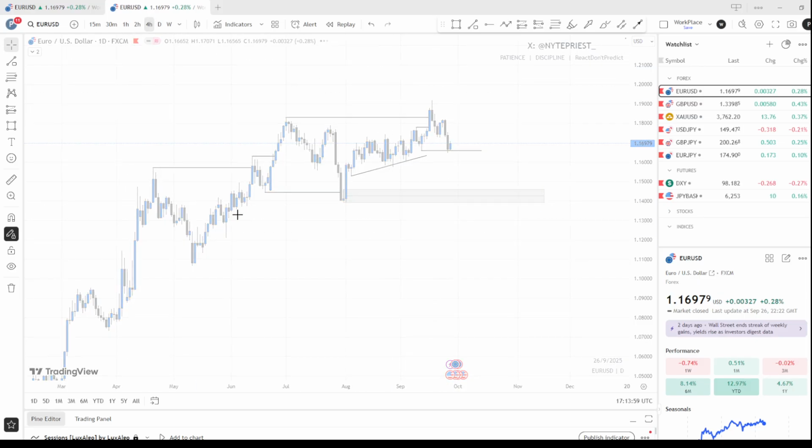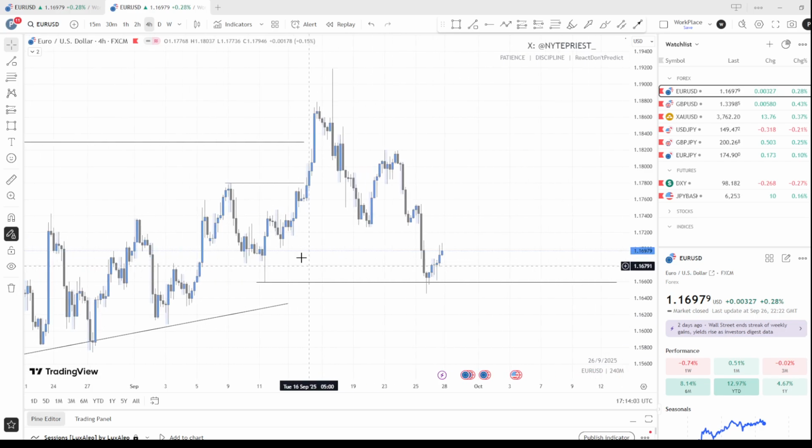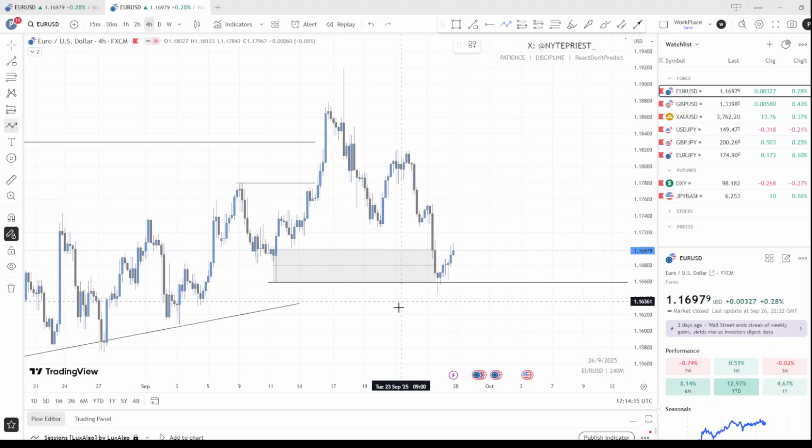So on the 4-hour time frame, we had a break of structure to the upside. We had this demand, which we were expecting to push the price upside. But the price withdrew, and we're having a demand fail.